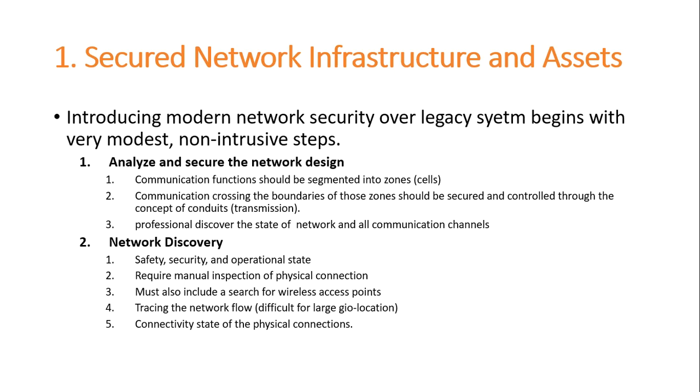The communication functions should be segmented into zones. There are different types of communication functions available, and these functions can be categorized based on the zones. You have to divide the complete network into the smallest zones, so that it's easy for analysis. Communication crossing the boundaries of these zones should be secured and controlled through the concept of conduits. Whenever communication goes from one zone to another zone, it should be very secured and controlled through certain transmission functions.